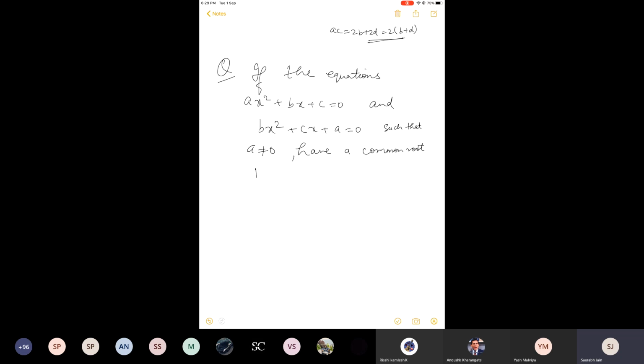Okay. Then a cube plus b cube plus c cube equals, and the options are: A, abc. B option is minus 3abc. C option is 3abc. And D option is 0. This is the question. Use whatever I have taught you till now. You'll get the answer.